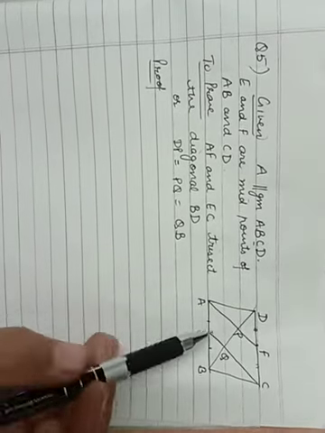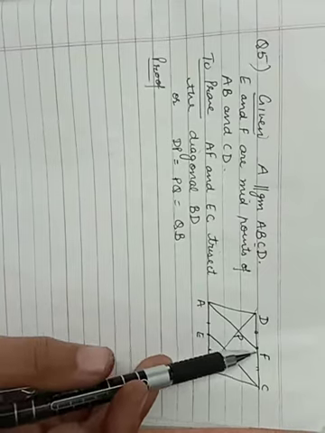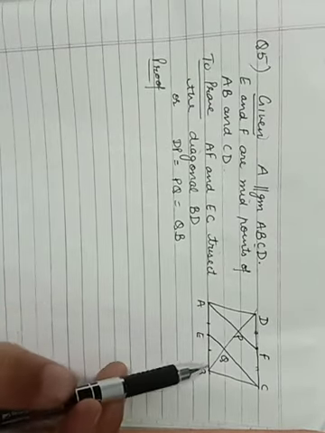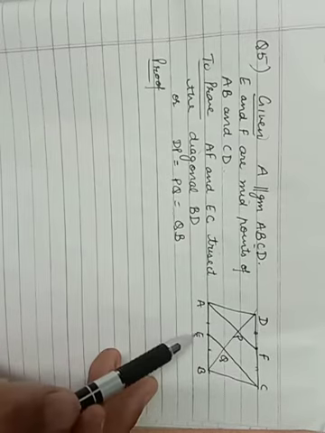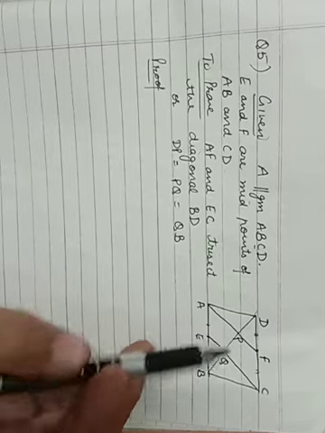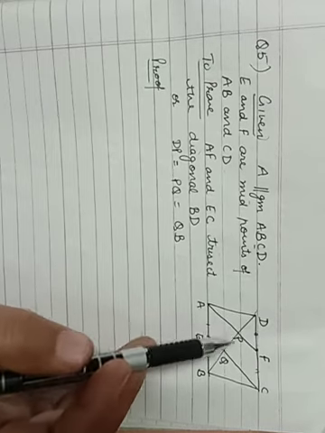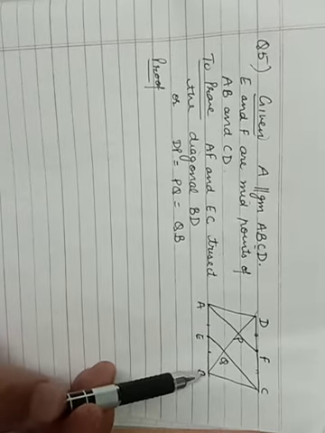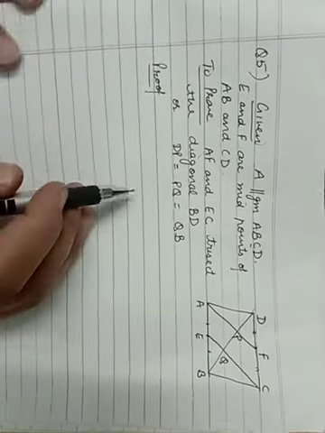Now what to prove? AF, this line, and EC, this line, trisect the diagonal BD. That is, these two lines divide the diagonal BD into 3 equal parts. It means we have to prove DP is equal to PQ is equal to QB. This means BD will be trisected. So let us start the proof.